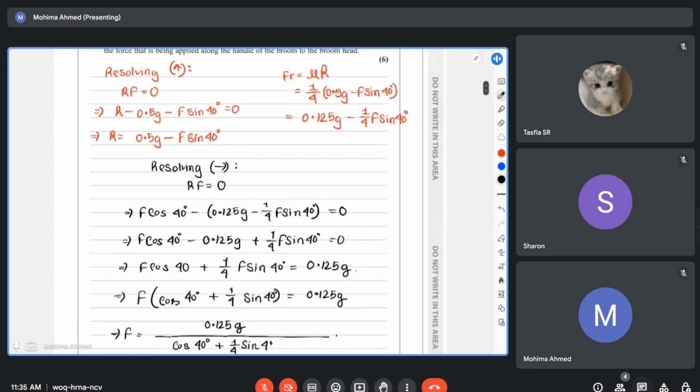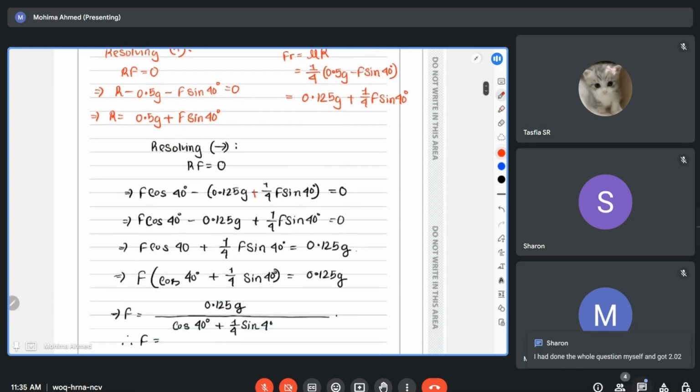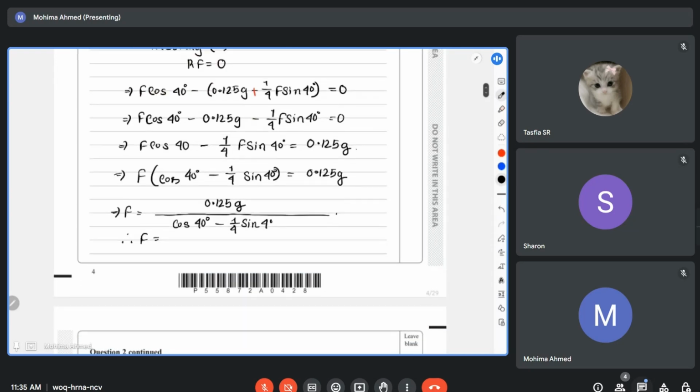Wait, wait, one minute. I actually made a mistake over here. For this part, if you're taking all these things to the right hand side, this one should be positive. Yes, the answer should be like that. So this one should be negative. This minus, and finally the answer would be approximately 2 newtons. So this is 2 newtons.